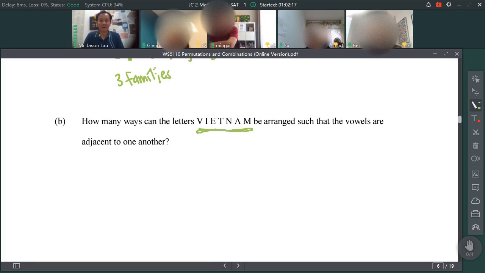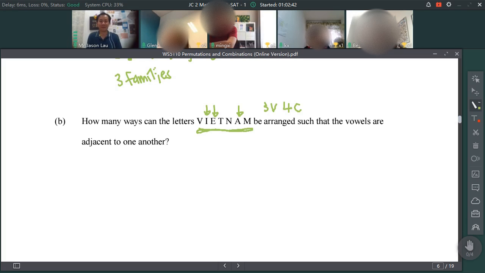How many ways can the letters of Vietnam be arranged such that the vowels are adjacent to one another? Okay, vowels. What vowels? These are vowels. So there are 3 vowels. Yeah, Mr. Lau, we know. 3 vowels, 4 consonants.